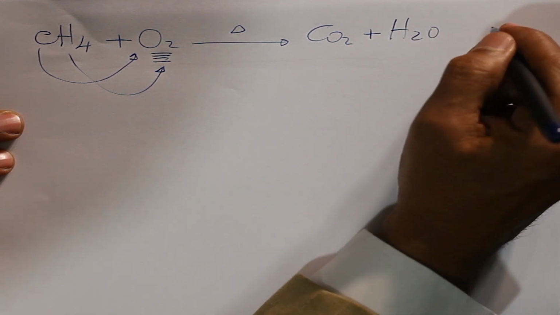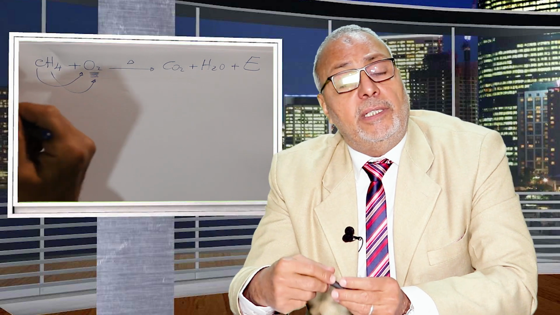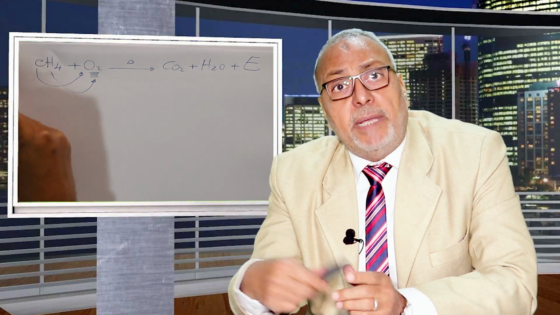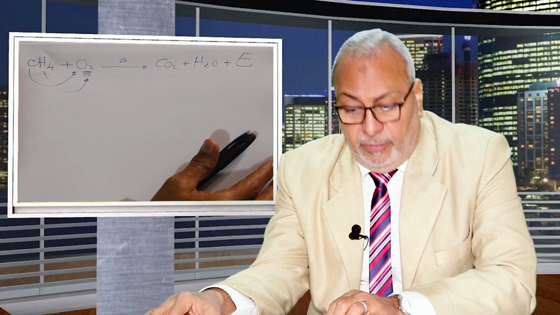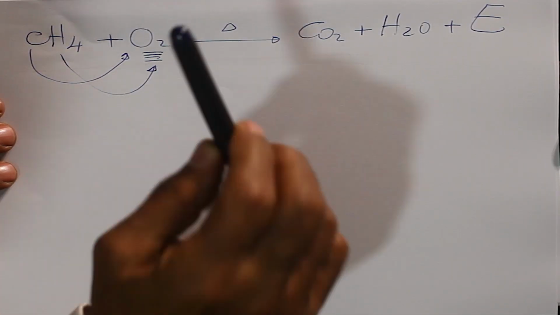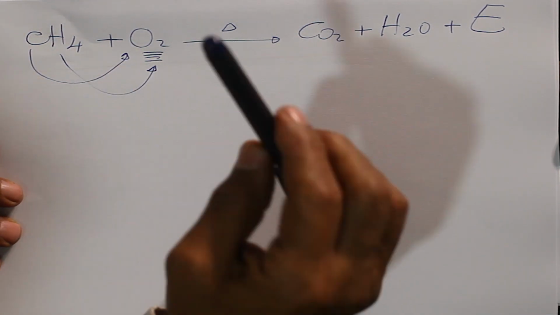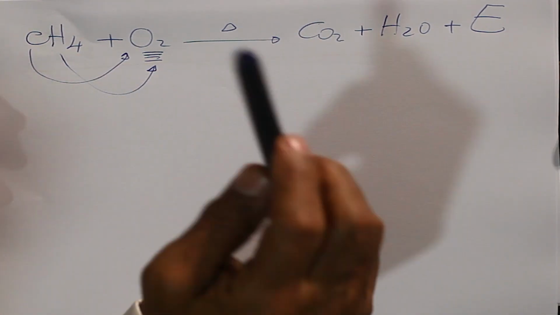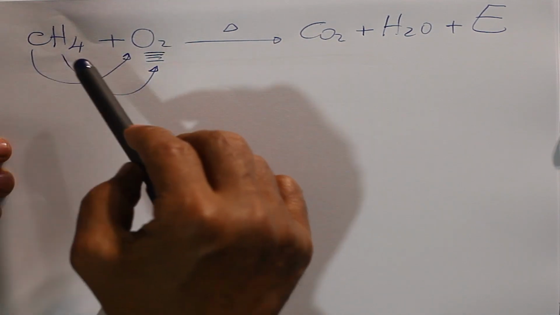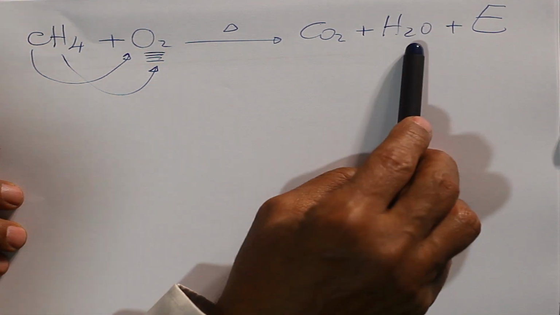So we can put a rule and produce a large amount of energy. It is an exothermic reaction. So it is used as a fuel. Methane burns in presence of oxygen, producing carbon dioxide and water vapor. This is the rule for all hydrocarbons. Hydrocarbons contain carbon and hydrogen, burn in presence of oxygen, producing carbon dioxide and water vapor.